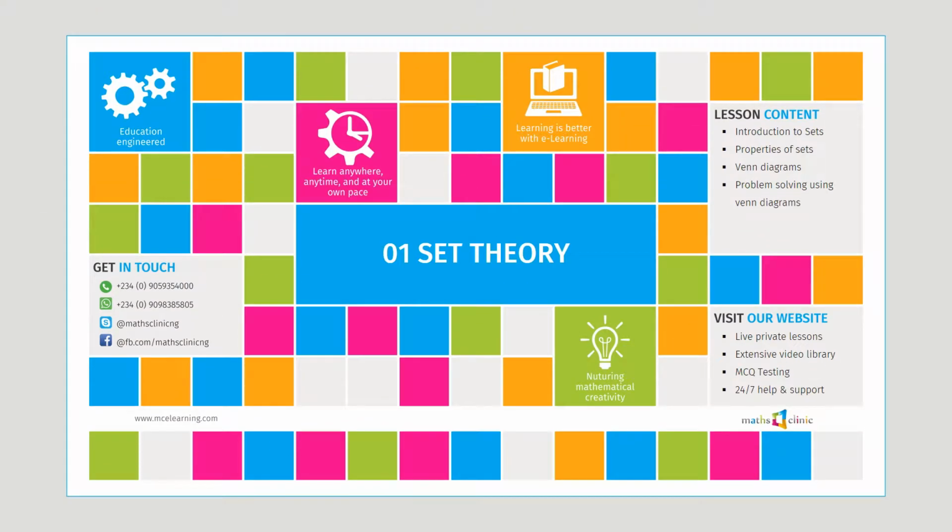Hi there, and welcome to this lesson. In this lesson, we'll be learning about sets. We'll be learning set theory, and basically, we'll learn what sets are, and we'll also learn about the properties of sets. We'll learn about Venn diagrams, and finally, we'll learn to solve problems using Venn diagrams.